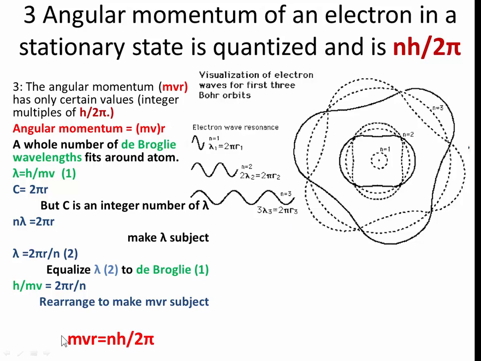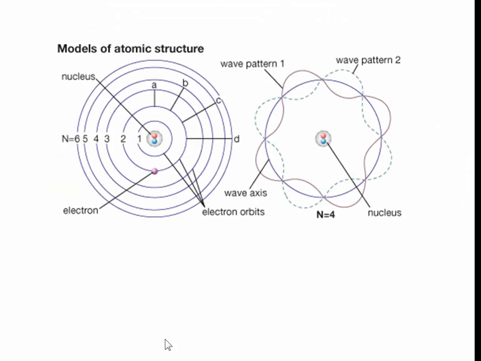That the angular momentum is always going to be a number, n, times h divided by 2 pi. In other words, it's quantized. Only certain angular momentums are allowed. And here we have another simple example. This is n equals 4, which is this level here. We have 4 complete wavelengths going around here. So that's basically how that works.